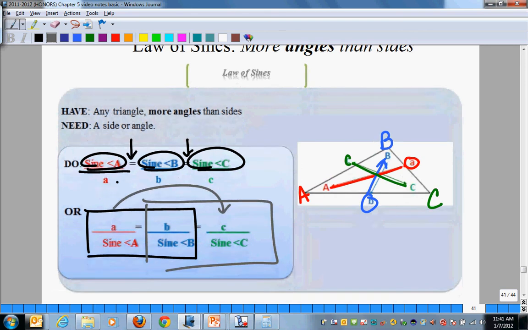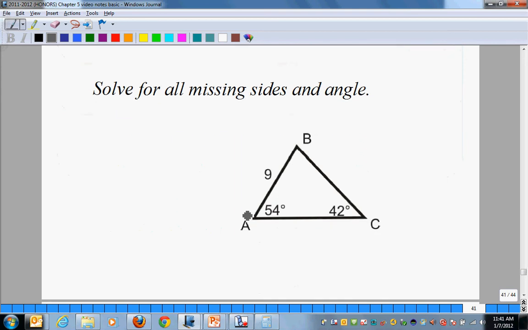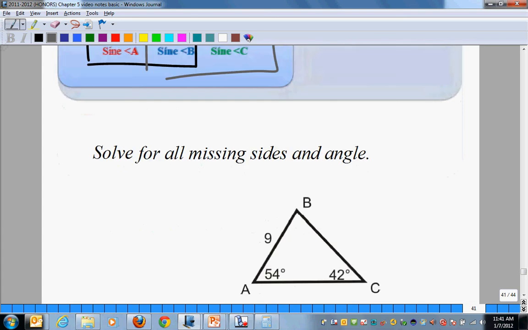Let me show you how this works. It says we're going to solve for all missing sides and angles. Well, let's look at the connection I have already.